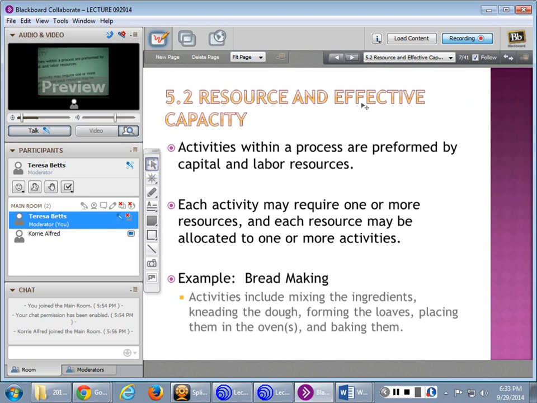Okay? 5.2, resource and effective capacity. Activities within a process are performed by both capital and labor resources. So when we talk about resources, we can be talking about equipment or we can be talking about labor.